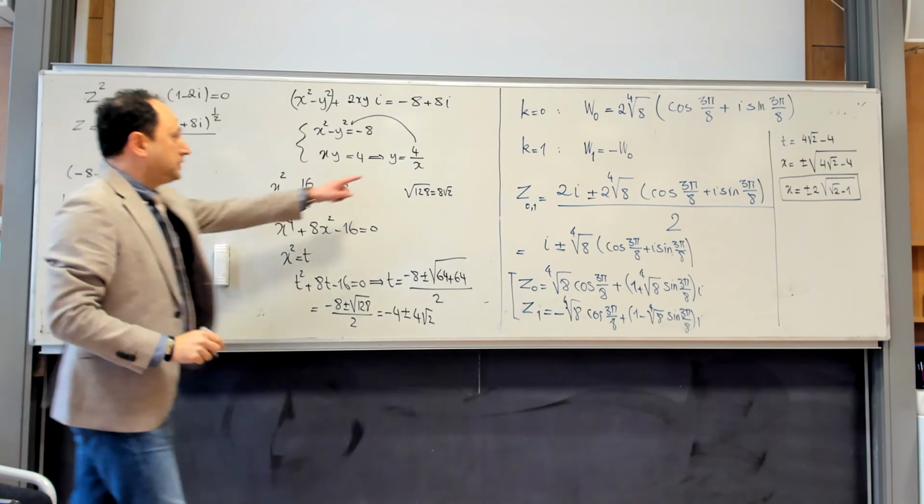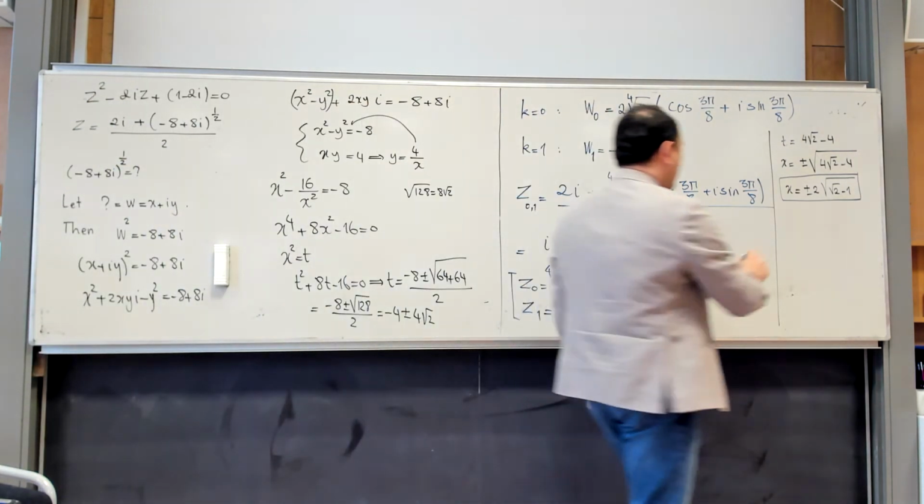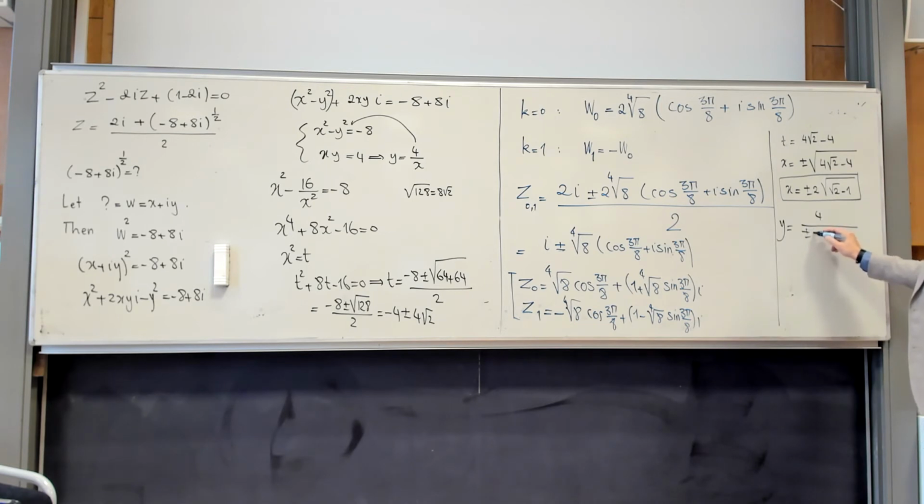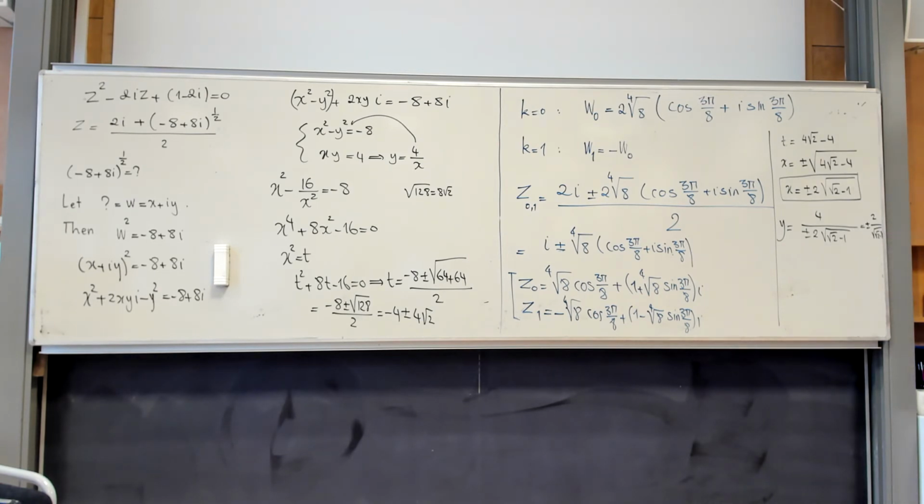How? I put x here to find y. So y becomes 4 divided by that number. But do you agree? I can simplify this so it becomes plus and minus. 2 and 4 are simplified. And I get this. So this is y. Yes?